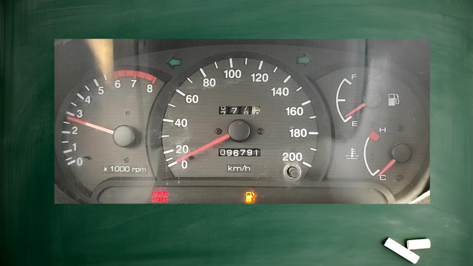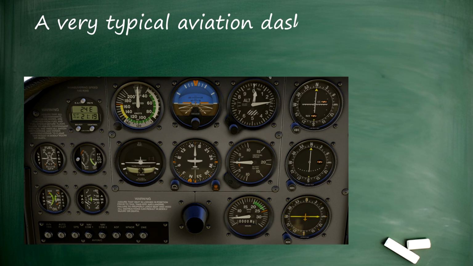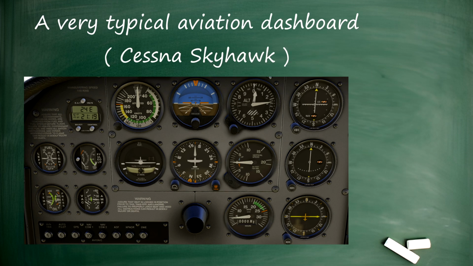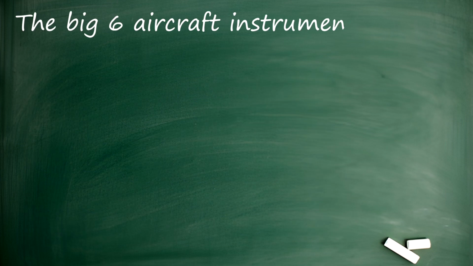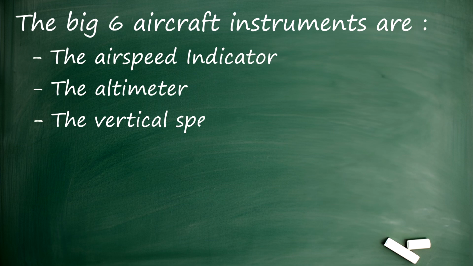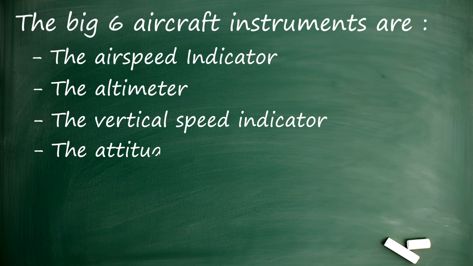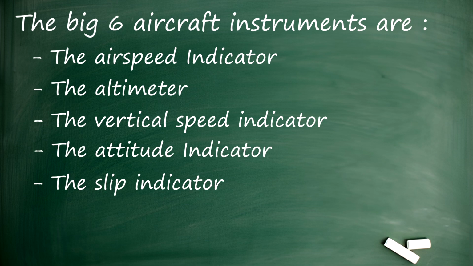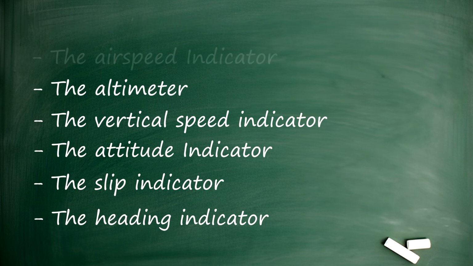Just like cars or any other machinery really, aircraft come loaded up with all kinds of various different instruments that communicate to you what it's actually doing at any given amount of time. The most important instruments, and the ones you'll keep seeing over and over again, despite some design differences, are 6. The airspeed indicator, the altimeter, the vertical speed indicator, the attitude indicator, the slip indicator, and the heading indicator.